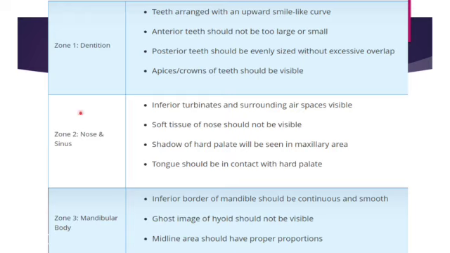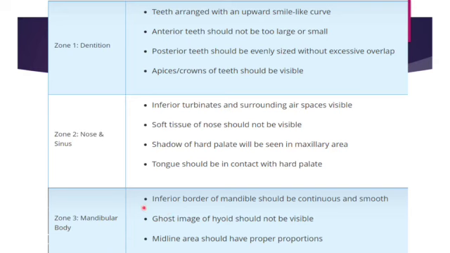In zone 2, which is the nose and sinus zone, the inferior turbinates and surrounding airway spaces will be visible, and soft tissues of the nose should not be visible here. Then the shadow of the hard palate will be seen in the maxillary area, and the tongue should be in contact with the hard palate.